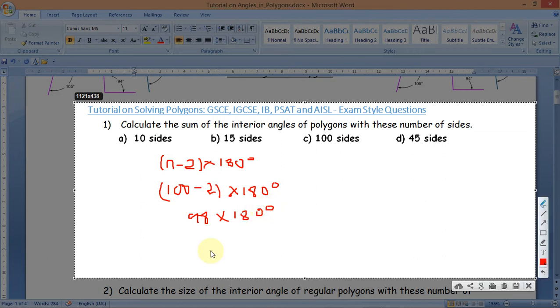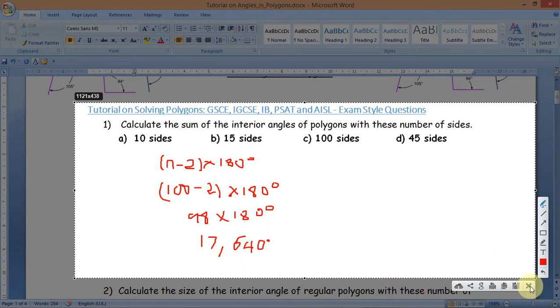Let me do that now. 98 times 180 gives 17,640 degrees. I have a lot of questions to solve, so I'll just solve one out of all the options. Don't forget, if you have to find the sum of interior angles in a polygon with 10 sides, just substitute 10 for n. For 15, that will be 15 minus 2. For 45, 45 minus 2, and you get your answer accordingly. So that's the solution to the first question.